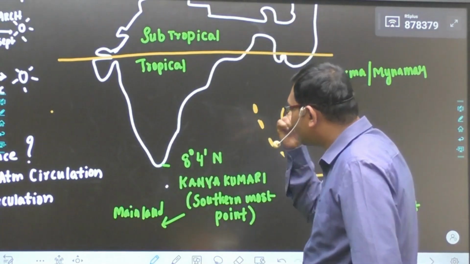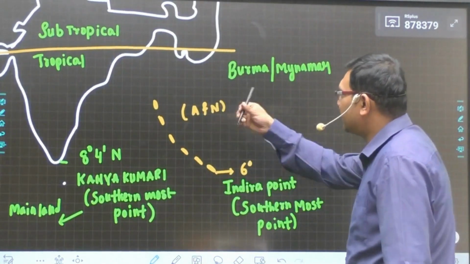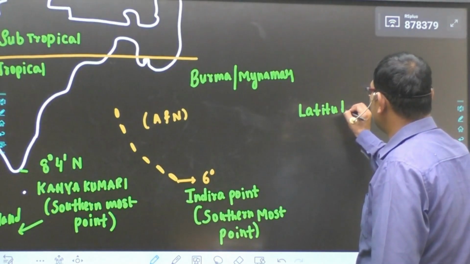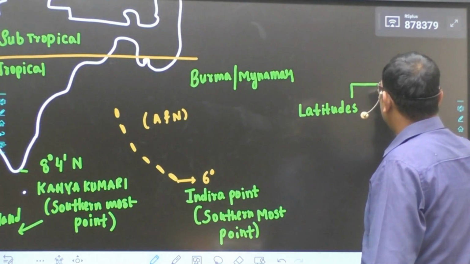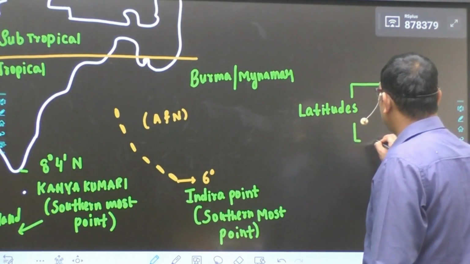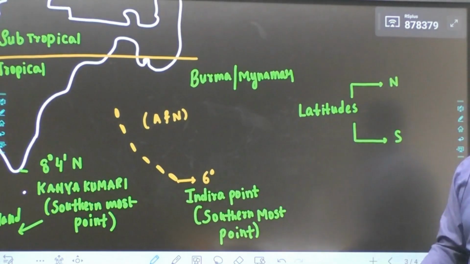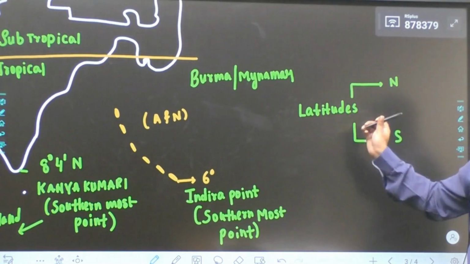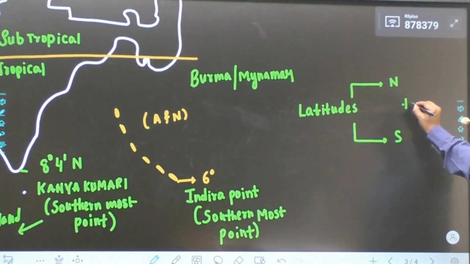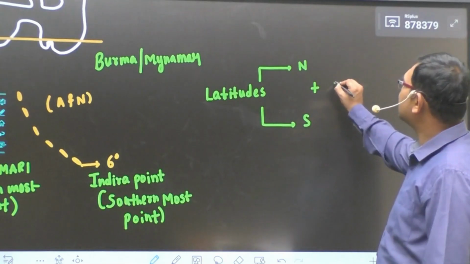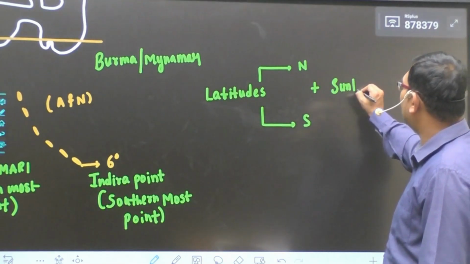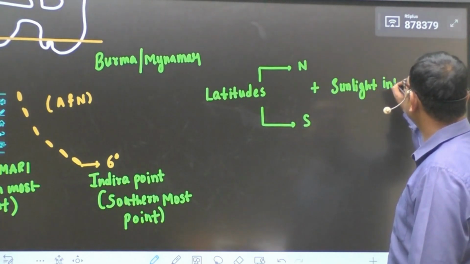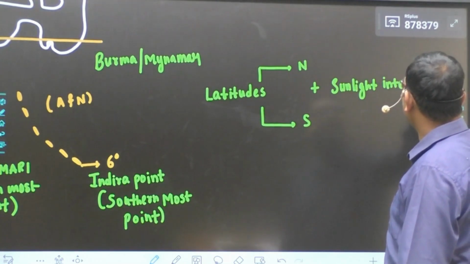So what is the significance of the latitudes now? The significance of latitudes is the north and south location. I will get that first. Second, plus sunlight intensity. I can find out the sunlight intensity.